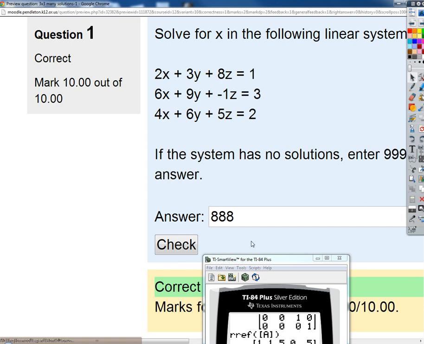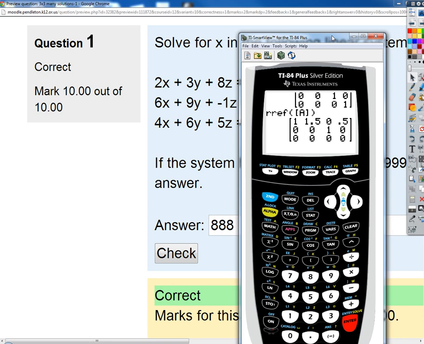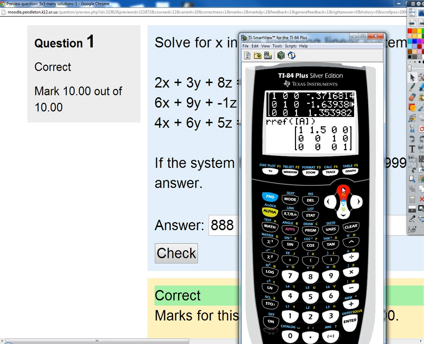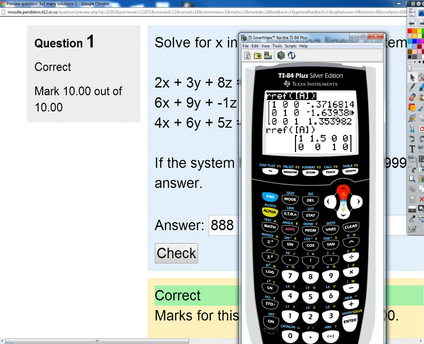Remember, if it's one solution, it looks like this. Let's just roll up here. Okay, there it is right there. That's one solution. First three rows and columns look like an identity matrix. Okay? It has to be ones. Has to be ones.